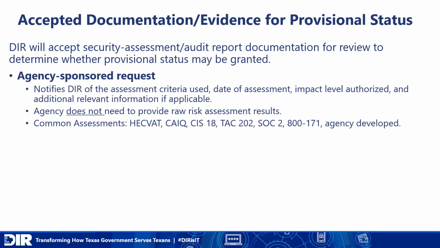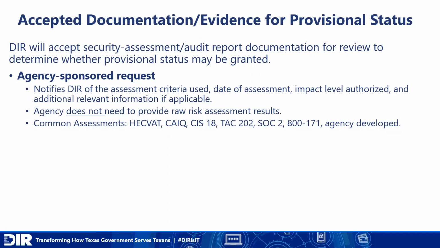The first one is the agency-sponsored request. And in this event, an agency will notify DIR through the Spectrum portal that you want to sponsor this cloud service for provisional status, and then tell us what criteria was used, what risk assessment, what questionnaire you evaluated on, when it was performed, what level of authorization for impact, low, moderate, or high you've authorized this service for, as well as kind of a generic, is there anything else we should know about question where you can provide additional details if applicable.